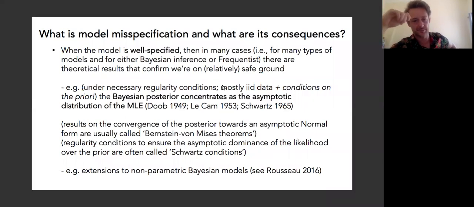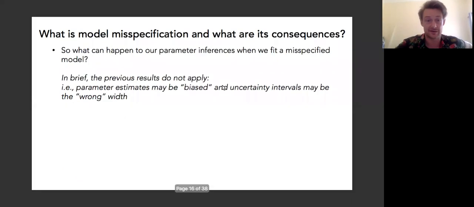Just a note on terminology for people who haven't seen these types of results discussed much, if you want to look at them more in the literature: results on the convergence of the posterior towards something asymptotically normal are usually called Bernstein-von Mises theorems, and the regularity conditions which mathematicians add to make sure that the likelihood will eventually dominate over the prior are often called Schwartz conditions. And finally, there's also a lot of literature on what happens to non-parametric Bayesian models in the asymptotic limits, and they often have quite reasonable frequentist properties, but there are certainly pathological examples where that's not the case. But yes, in the well-specified setting, we're pretty happy.